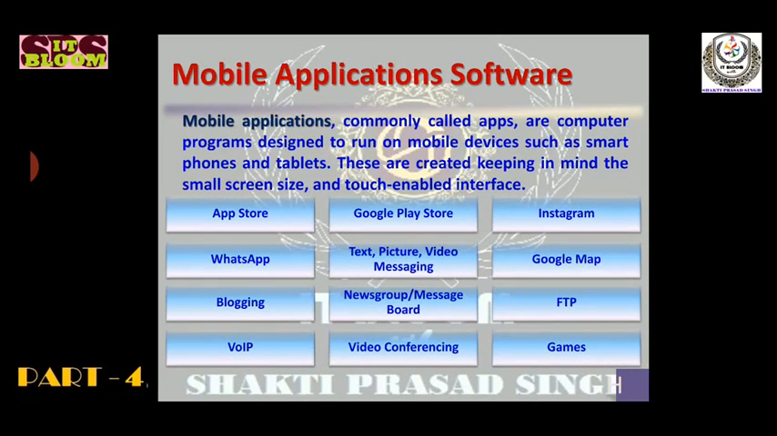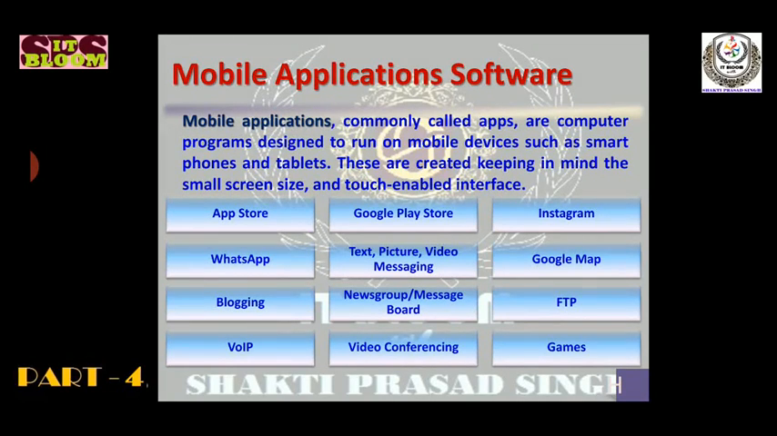Instagram is for video or an animated collage of pictures. WhatsApp is for instant messaging, a text, picture and video messaging software. Different software is used for different purposes. Google Map is for directions, travel and tourism. Blogging is small sites for personal information. Newsgroup is for broadcasting. FTP, file transfer protocol, is for uploading and downloading different formats of video from web pages.